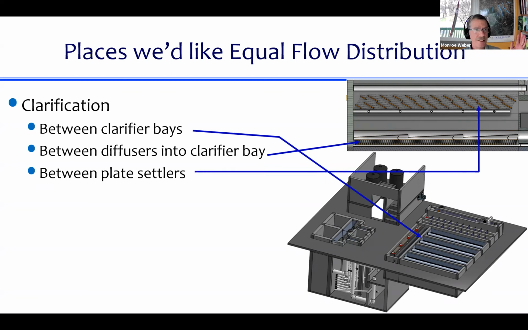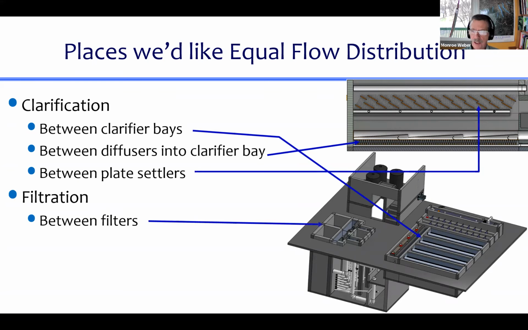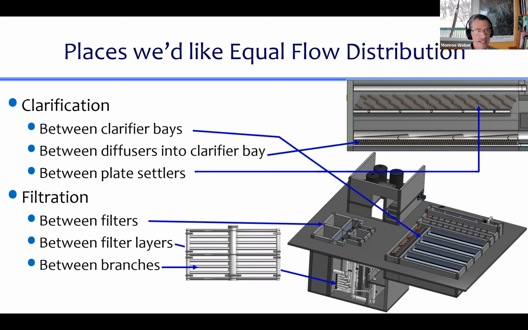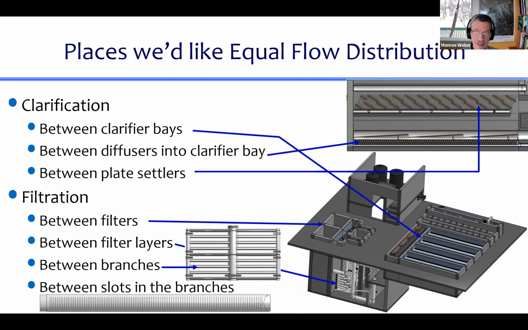There are plate settlers, and we would like the same flow going through each plate settler. And if we go to the filter, in this case, we had 2 filters, so we like the flow to divide equally between those 2 filters. There are filter layers. We like it to divide equally between those filter layers. There are branches in the filter layers. We want the flow to divide equally between the branches. And finally, we want it to divide equally between the slots in the branches.